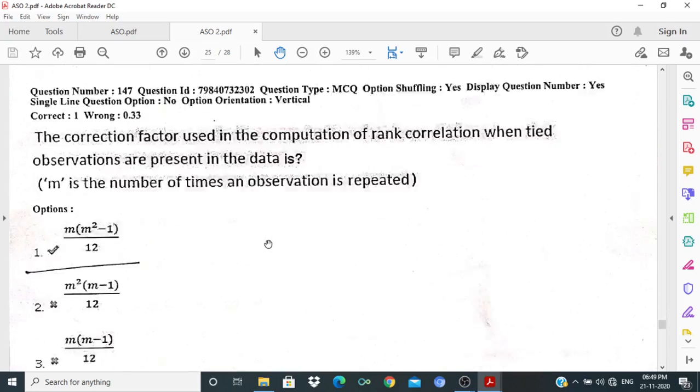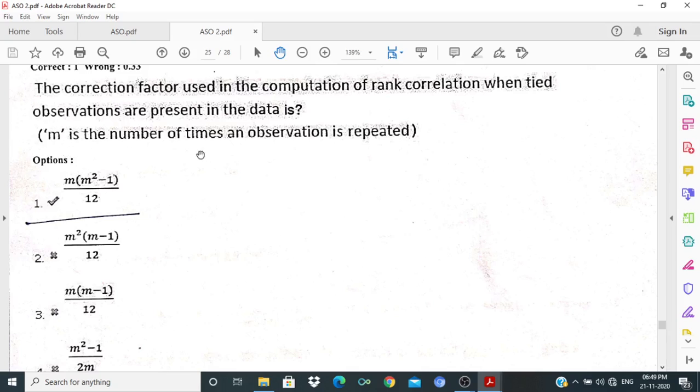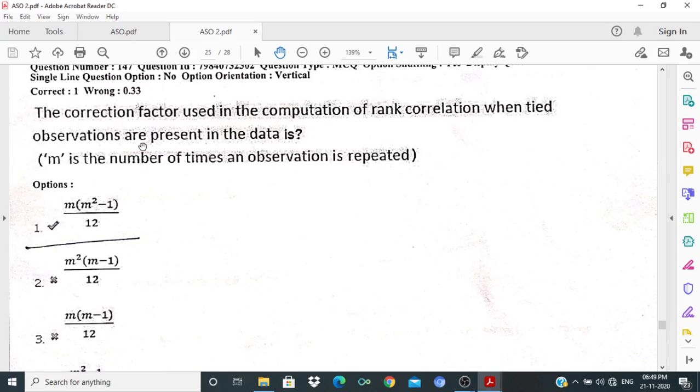M is the number of times the observation is repeated. The correction factor used in the computation of rank correlation with tied observations is M into M square minus 1 by 12.